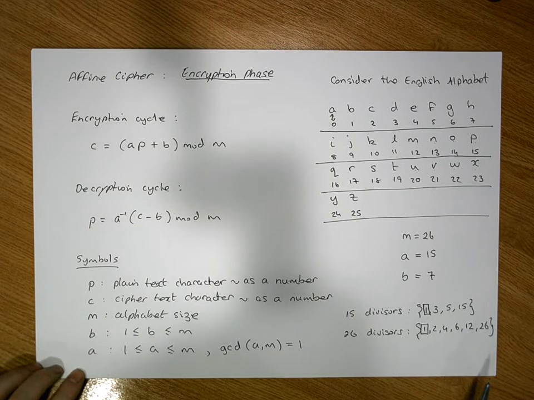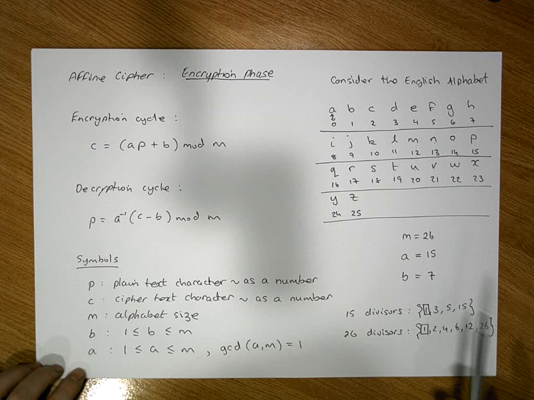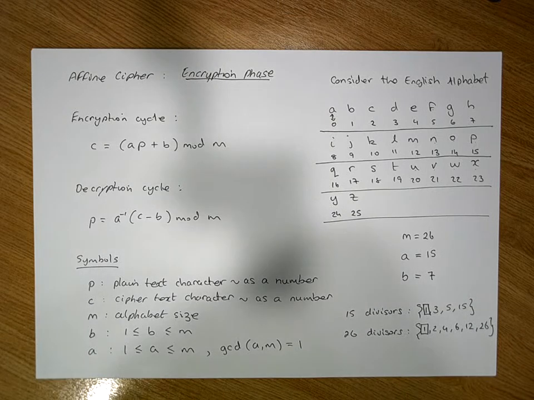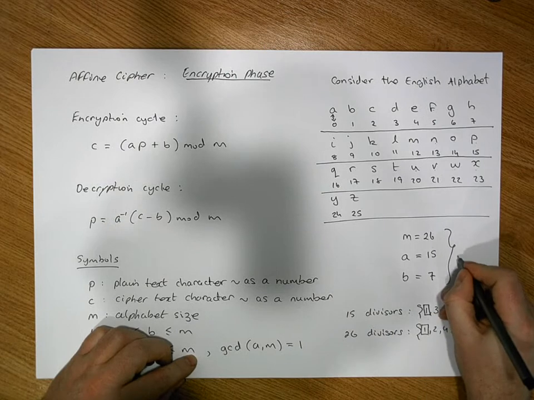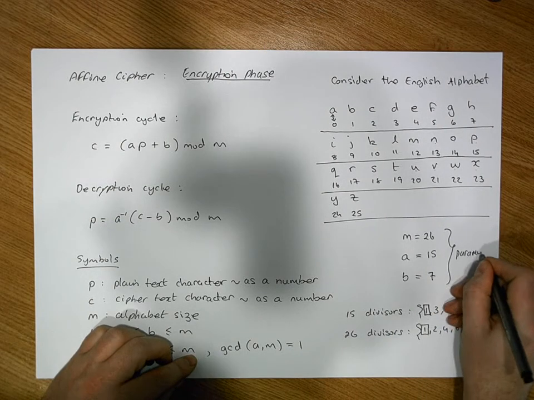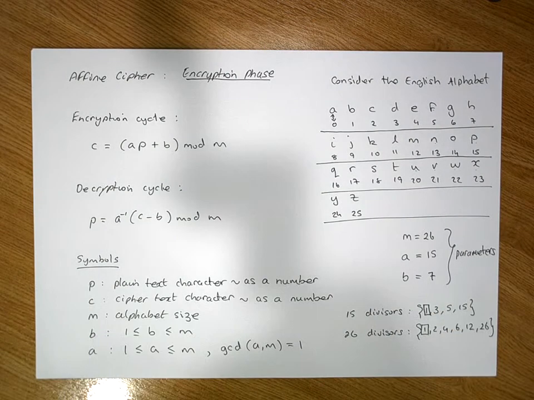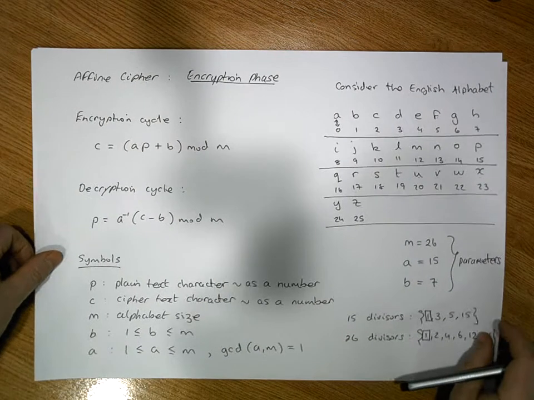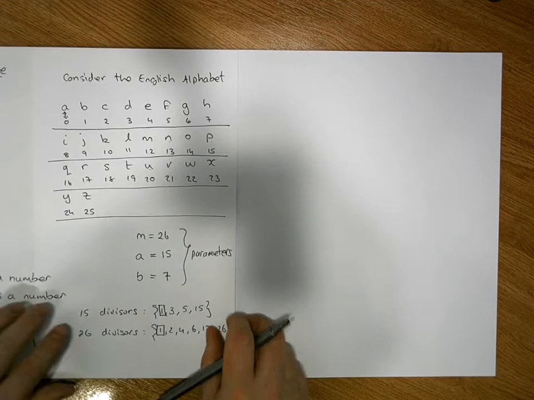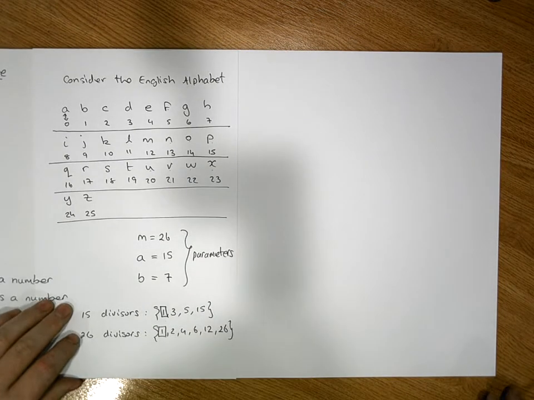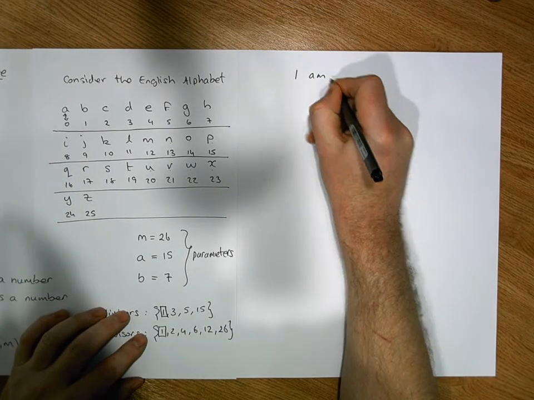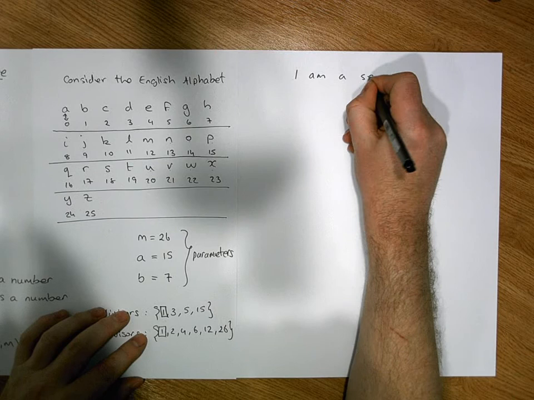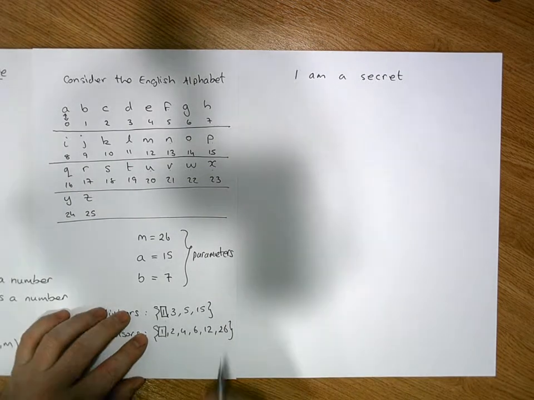We could have picked many different numbers between 1 and 26, but for this particular example, I'm choosing 15. Okay, so now that we know what our parameters are, what we need to do now is take a piece of plain text and encrypt it. Let me give you a piece of plain text. The plain text is, I am a secret.